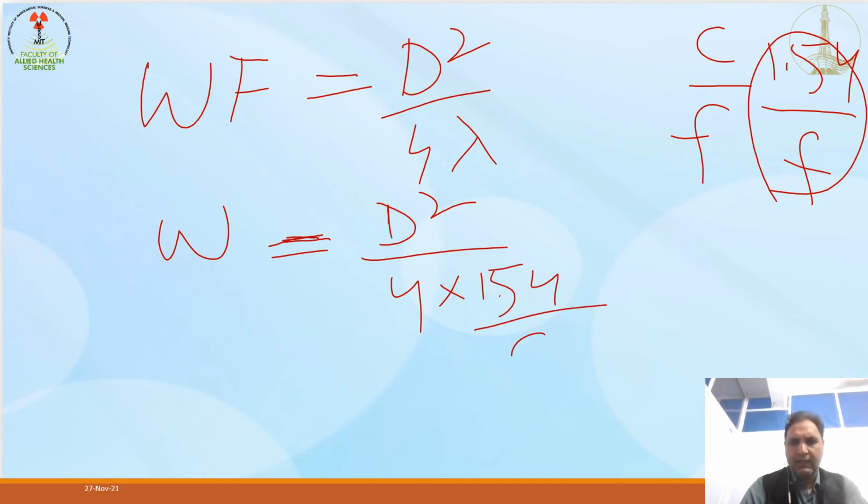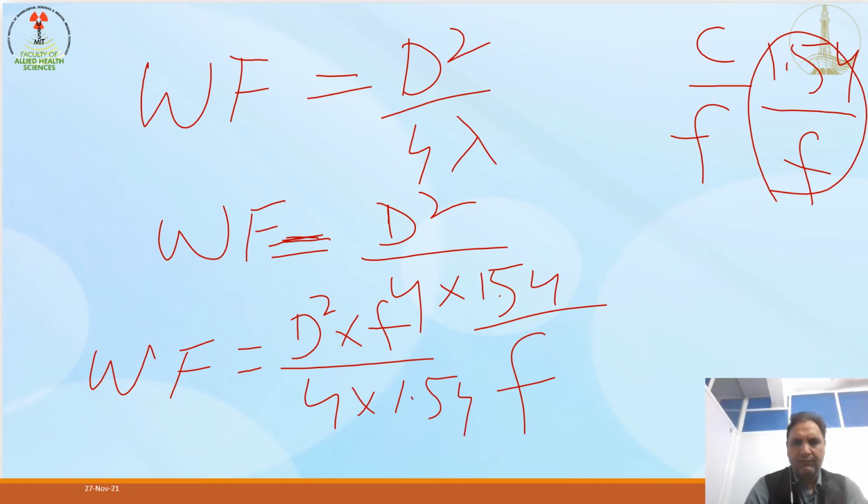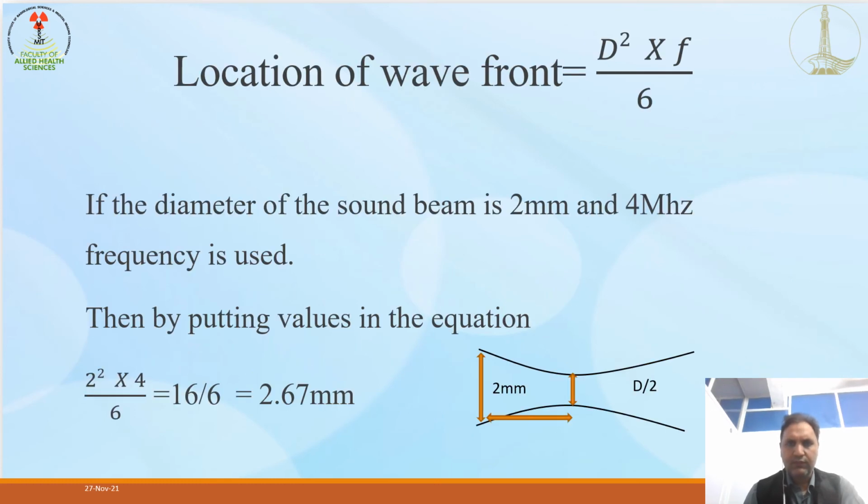divided by f. According to the mathematical rules, we'll have wavefront is equal to D squared into f divided by 4 into 1.54. By multiplying this 1.54 with 4, we will get 6. So D squared into frequency divided by 6. This is the final equation we got over here.